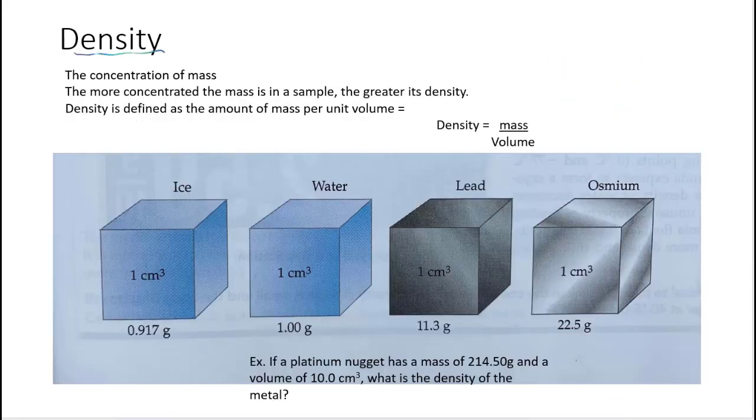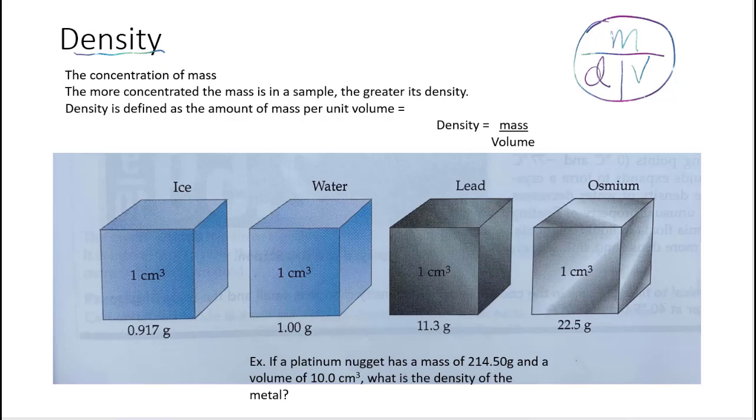If we look at density, we've talked about, that means we're looking at the concentration of mass. The more concentrated the mass is in a certain volume of sample, the greater its density. Density is defined as the amount of mass per unit volume. So density is mass divided by volume. And I showed you this earlier, but I really like to also show it. Density is mass divided by volume.